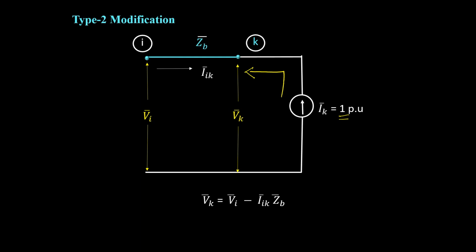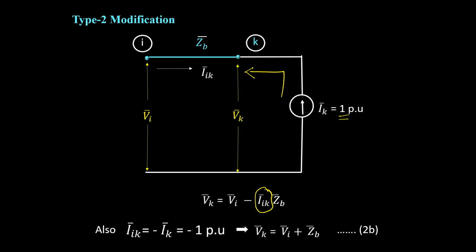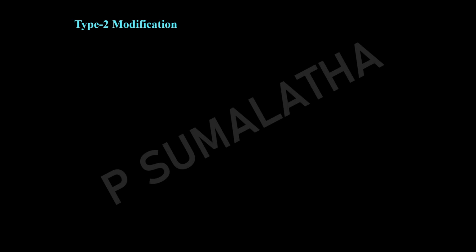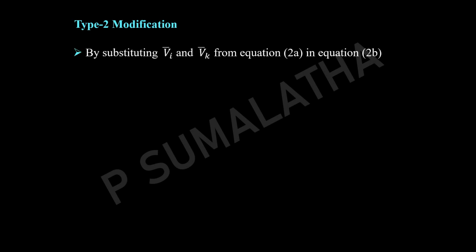That is, Iik is minus 1 per unit. So now if you represent Iik as minus 1 per unit, we will get V suffix k is equal to Vi plus Zb. Let us consider this as 2c. So now let us simplify by using equations 2a and 2b.